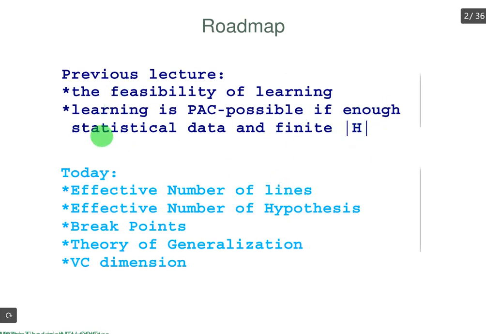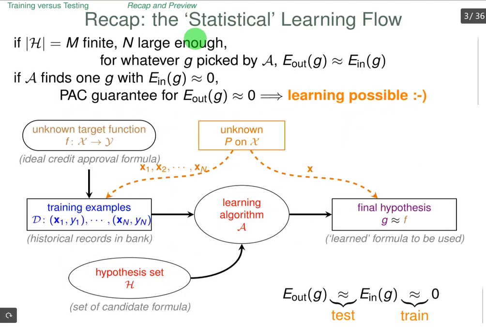In this lecture we will continue the previous lecture and further introduce some interesting definitions: effective number of lines, effective number of hypotheses, and breakpoints. We briefly talk about the theory of generalization and the very important VC dimension. VC stands for Vapnik-Chervonenkis. Well, let's review the statistical learning flow.